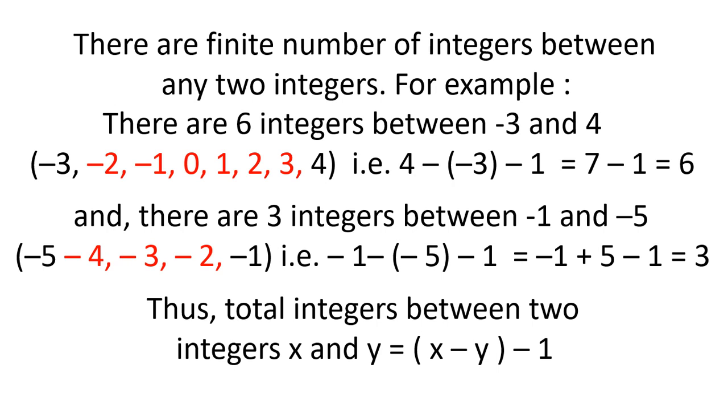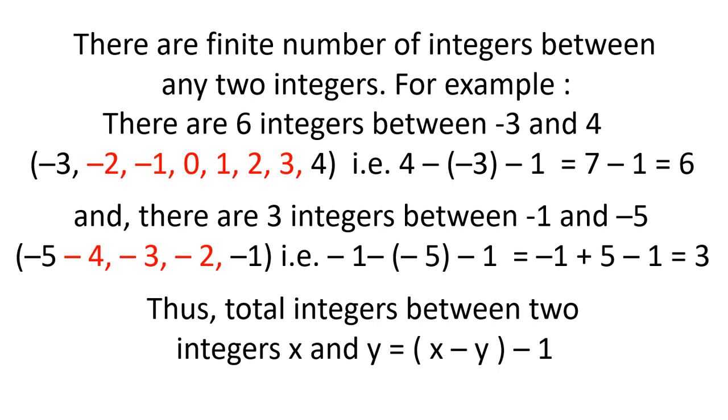So the numbers lying between minus 3 and 4 have been highlighted in red color. And how many are they? 1, 2, 3, 4, 5 and 6. They can also be obtained by taking the difference between the two numbers and subtracting 1 from it.